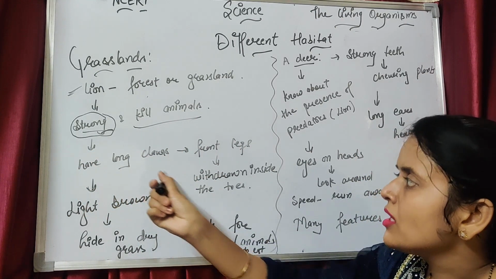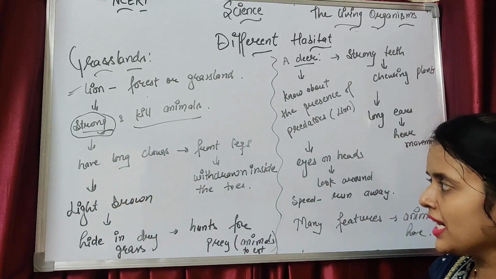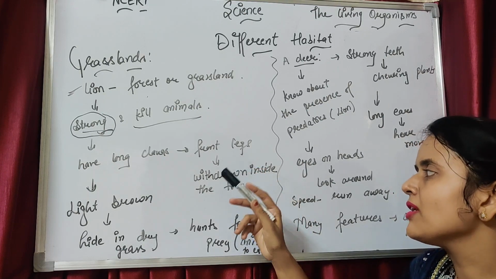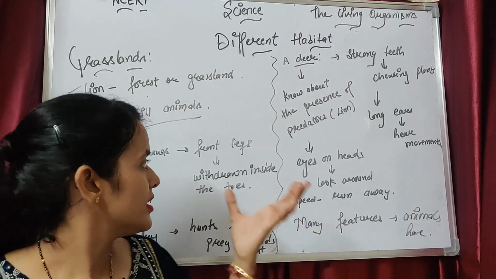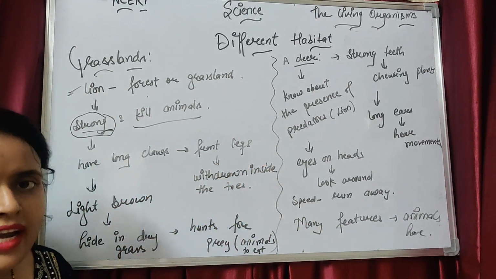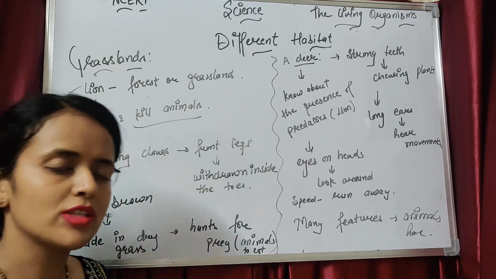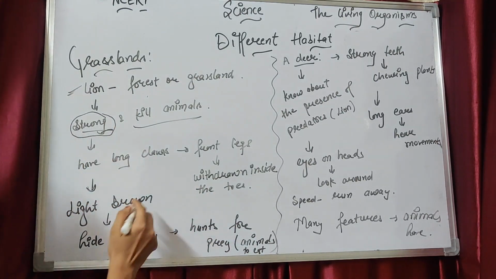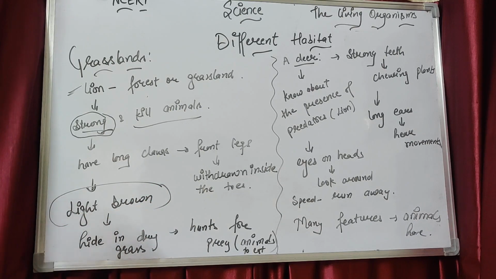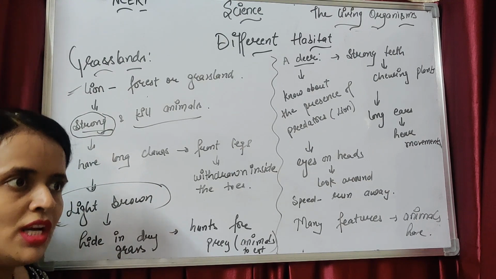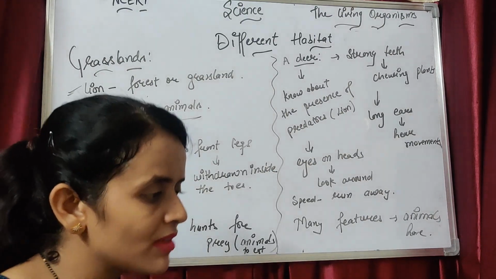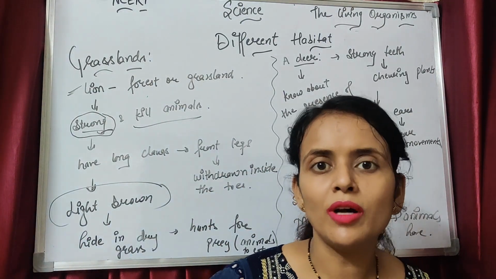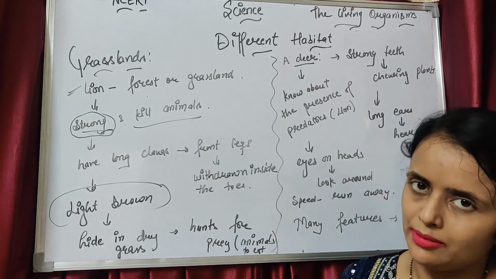The lion has long claws in the front legs, and they can be withdrawn inside the toes. It is light brown in color. The light brown color helps it hide in the dry grassland when it goes hunting for prey. What is prey? Prey is the animal which the lion wants to hunt for food, like a deer.